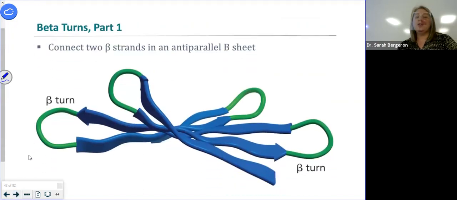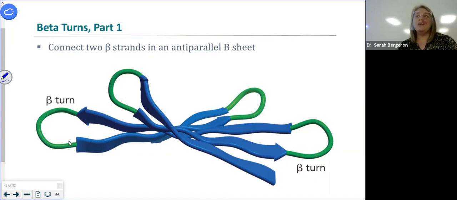Okay, so now if you have multiple of these beta strands making up a beta sheet, how are you going to connect them? You have to have some kind of a region that will connect it, and it will have certain properties. So if we look, this is called a beta turn. It connects one beta strand to another beta strand. And once you have all those beta strands together, we have a nice beta sheet.